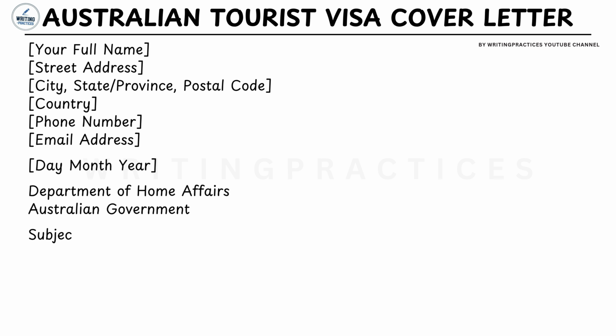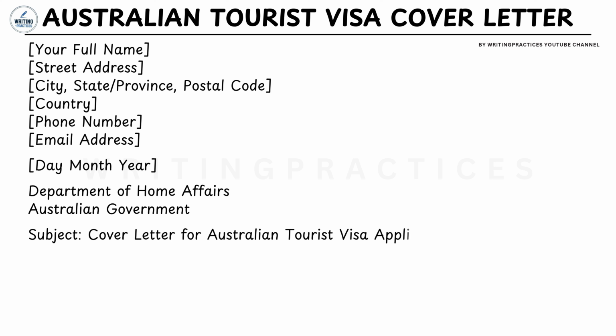Subject line. Write the purpose of the letter and visa subclass. Example: Subject: Cover letter for Australian tourist visa application, Visitor Visa Subclass 600. This immediately tells immigration officers what your letter is about. It helps organize your documents during processing. Always include the correct visa subclass.